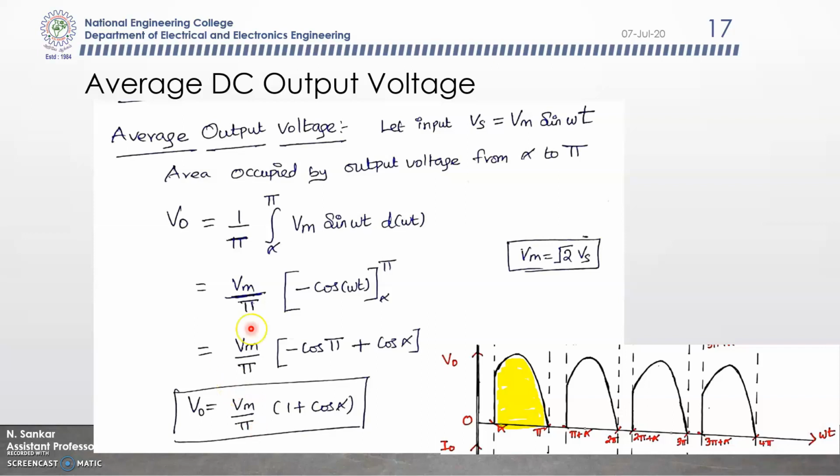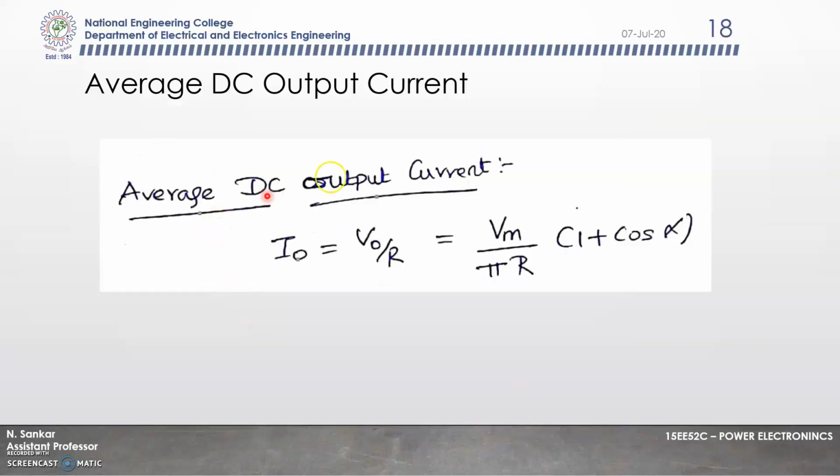Okay. So now our aim was to find the average DC output current. The average DC output current is nothing but the average DC output voltage divided by the load resistance R. So V0 by R. Already we know the value of V0, that is Vm by pi into 1 plus cos alpha. Dividing by R, we will get the average DC output current, that is Vm by pi R into 1 plus cos alpha.